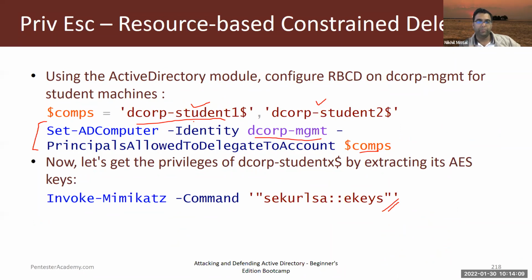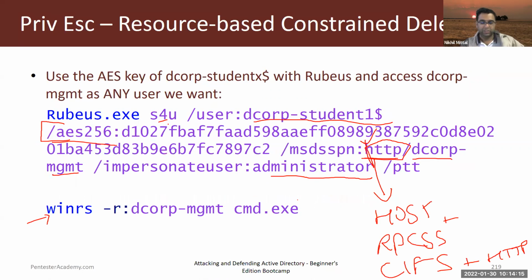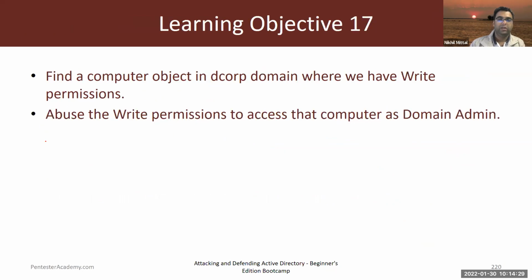How do you abuse this RBCD? If you have configured this on a machine, the only way to use that machine, that is to make a request as that machine, is by getting the secrets of the machine. That is why we need AES keys of the machine here.